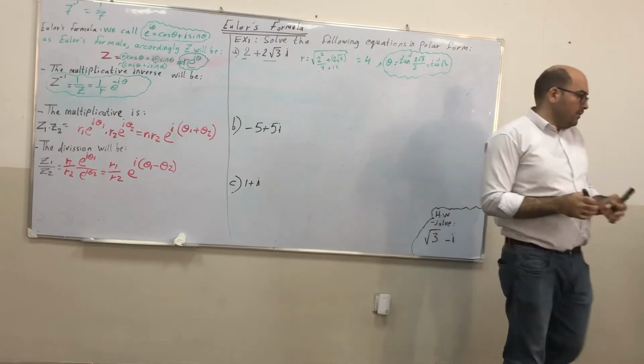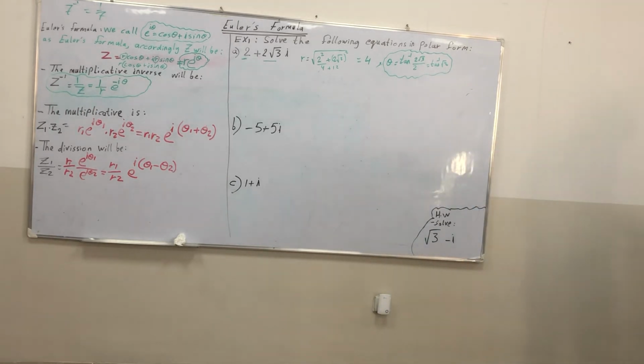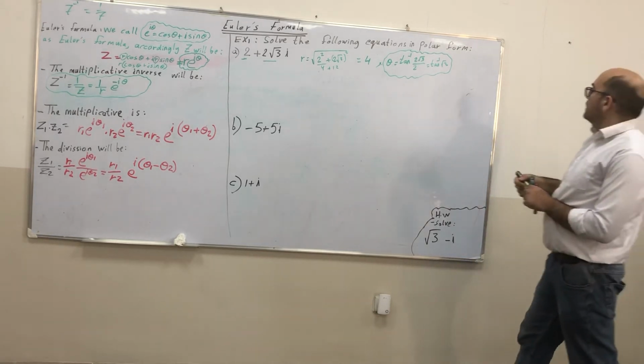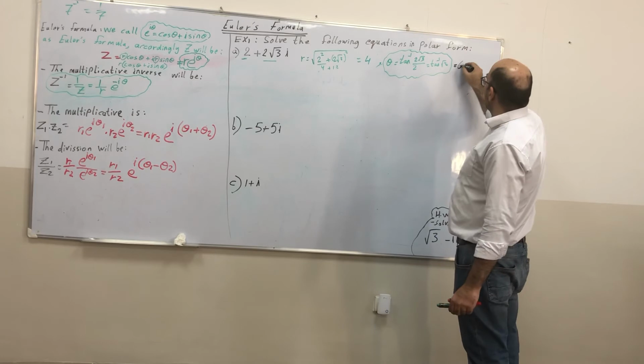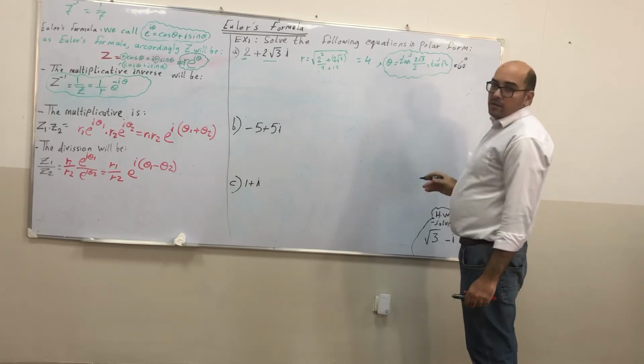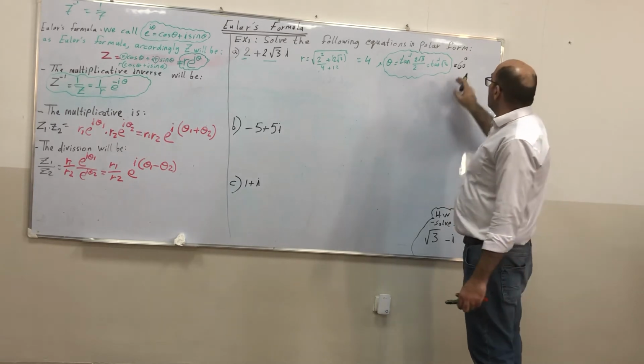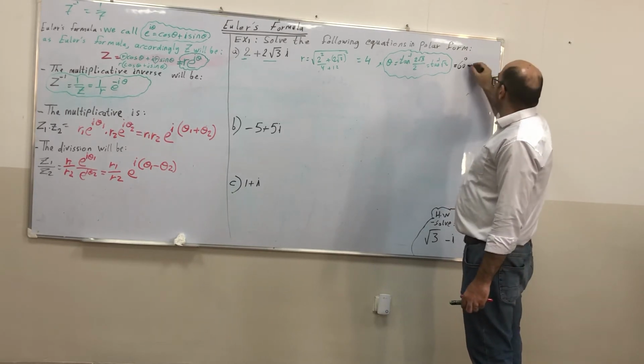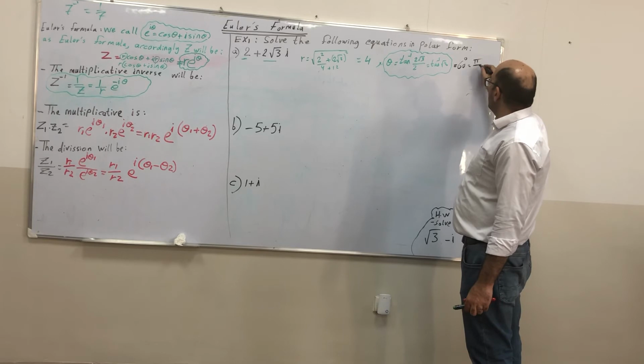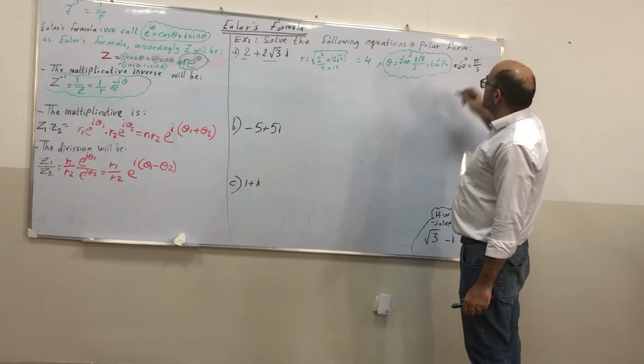So let me confirm. You can use your own calculator as an exercise. It's 60 degrees. You know that pi is 180, so 60 degrees means pi over 3. So this is the result.